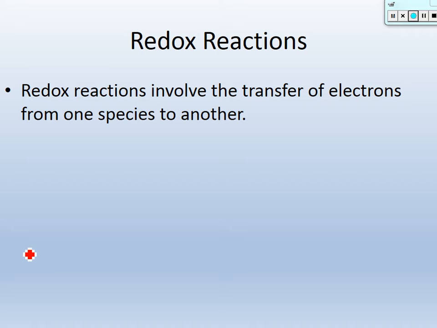So let's get started. Redox reactions involve the transfer of electrons from one species to another species. So redox reactions involve the transfer of electrons from one compound or one element to another. Okay? So we've got to keep track of these electrons that are being transferred. And that's going to be the main focus of this video.